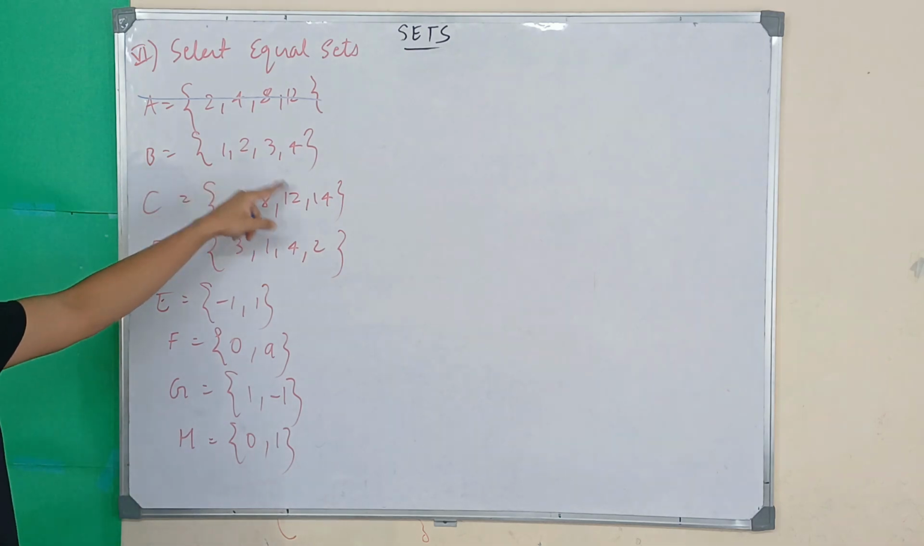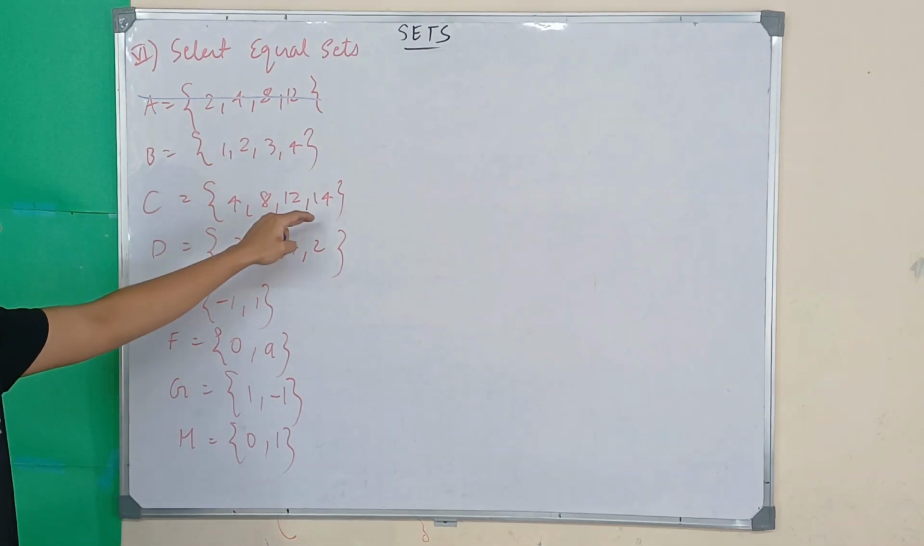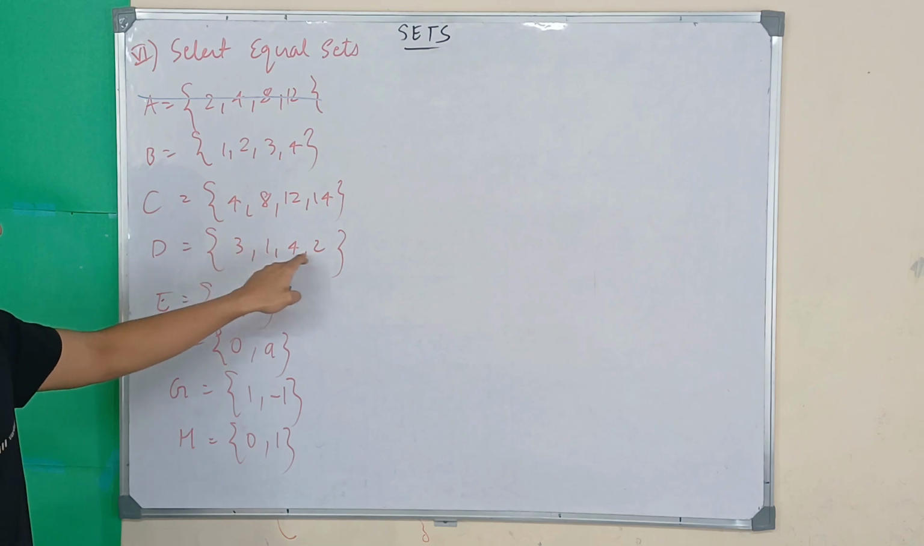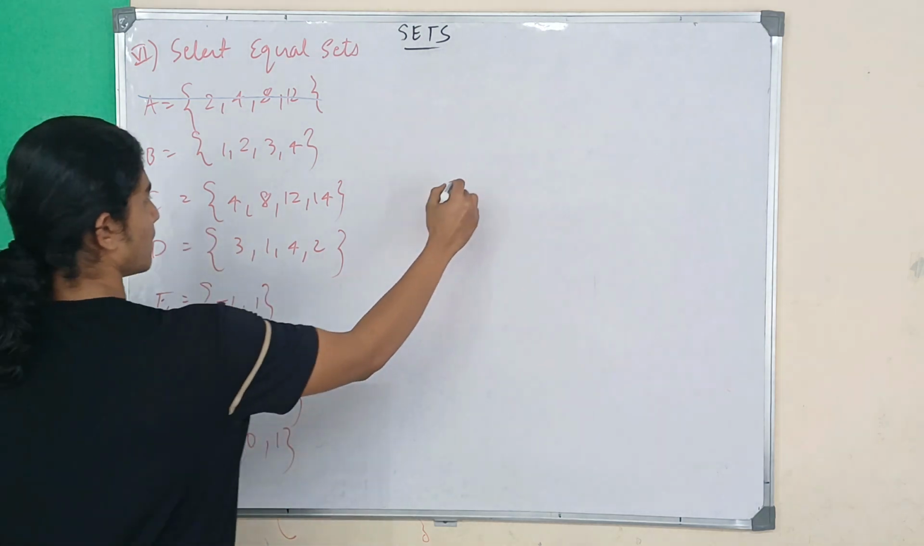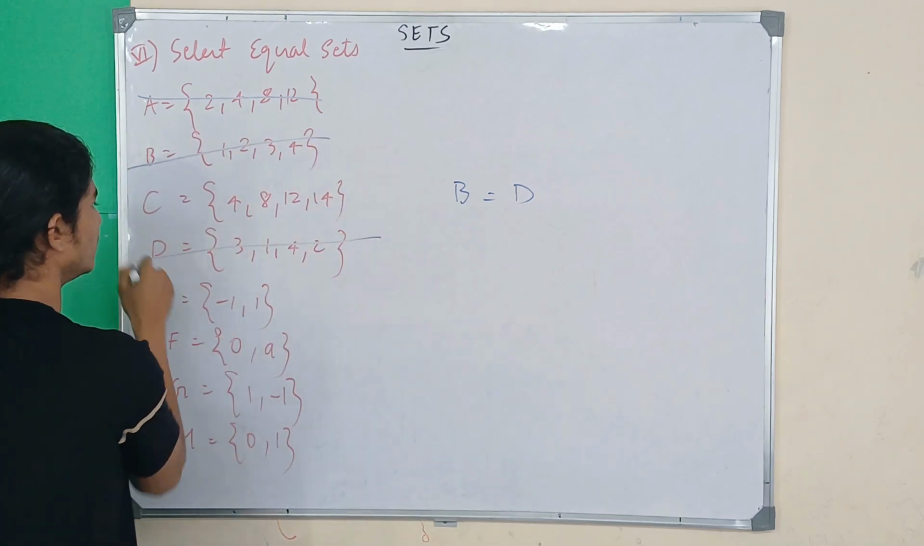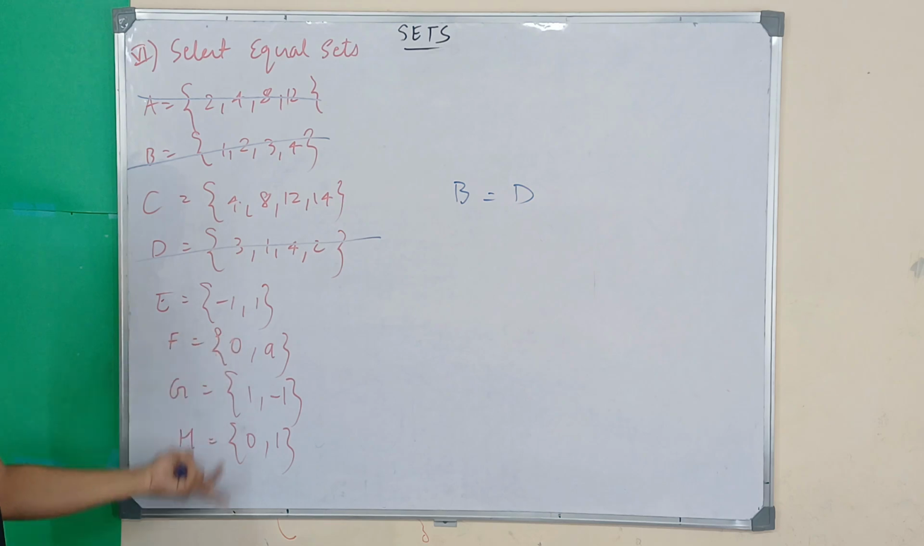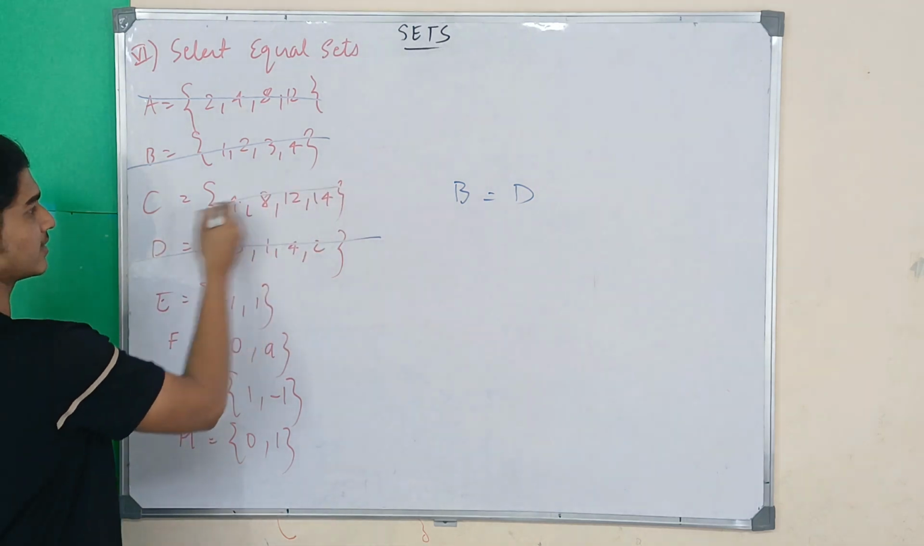Now B, 1, 2, 3, 4. Whether it can match with anything. So 1, 2, 3, 4. No, 1, 2, 3, 4 is not there. Yes, here it is. 1, 2, 3, 4. So I can say B is equal to D. So these two are gone now. Now next, C, 4, 8, 12, 14. Of course, nothing is matching, so I can cancel this also.